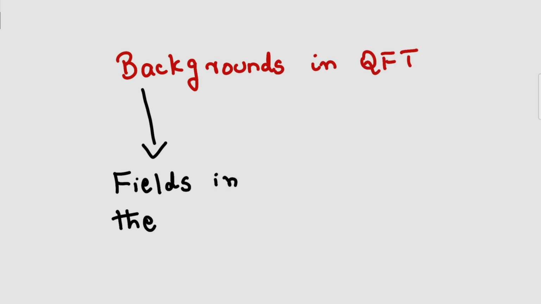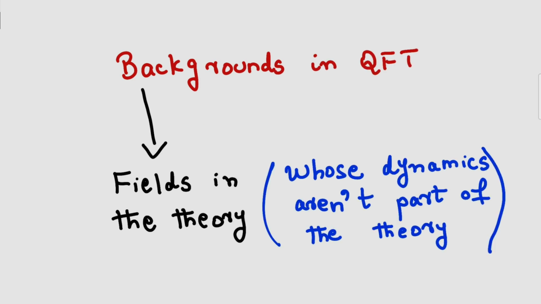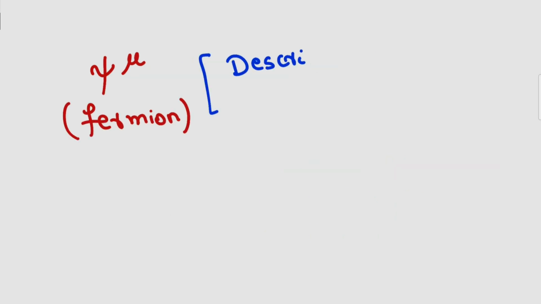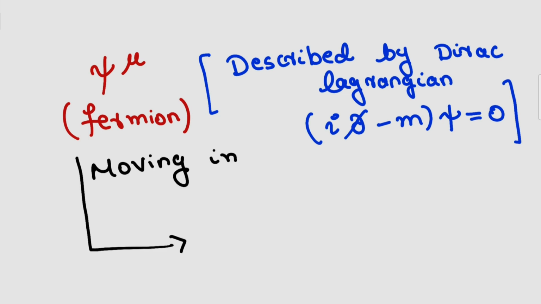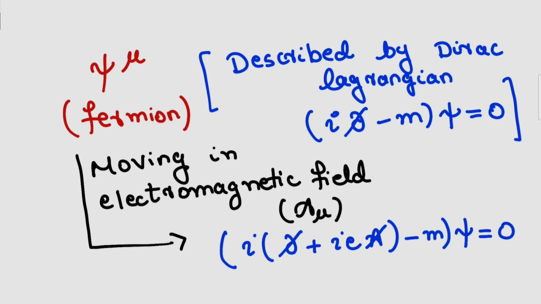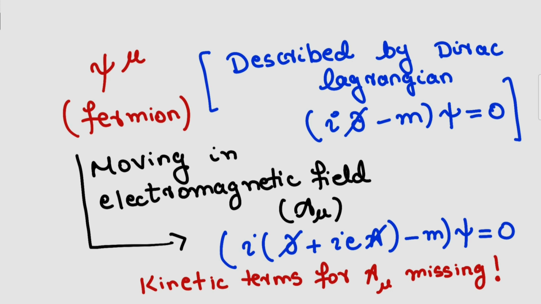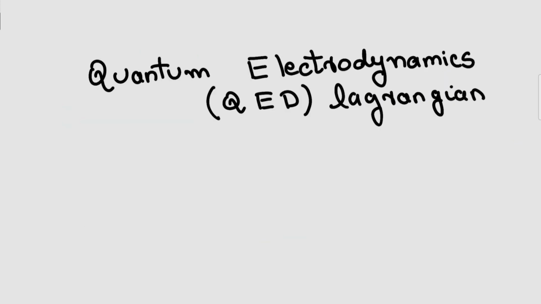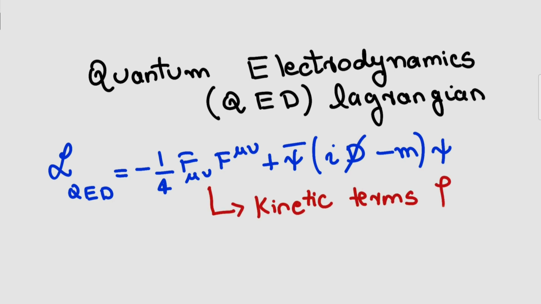In QFT, the word background usually means a set of fields that are present in the theory but whose dynamics aren't part of the theory. For example, we can talk about a fermion, which is described by the Dirac Lagrangian, moving in a background electromagnetic field. I'll call it EM field from now. We can also add interactions of this fermion with this background field. However, in this theory, we don't include the dynamics of the EM field itself. If we wanted to do it, we would do it by including the kinetic terms for the EM field in the Lagrangian. As a contrast, in QED, the EM field isn't a background field because its dynamics are part of the theory.